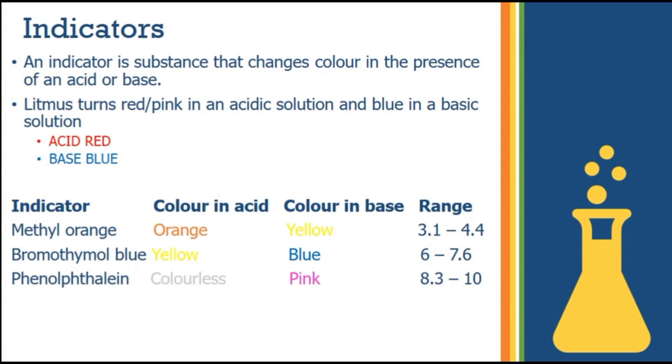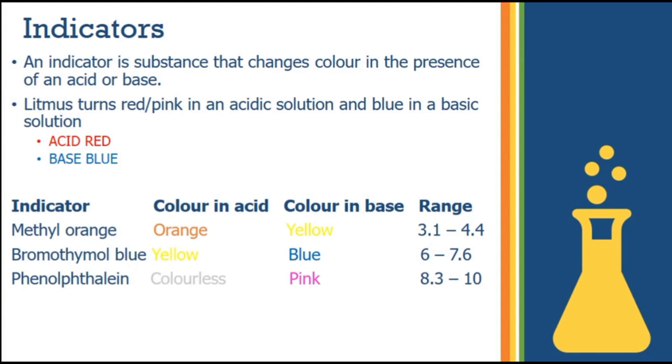Now, what we need to do in our minds is have two columns, acid and base. Got that? Acid and base. Have you got those three indicators? Methyl orange, bromothymol blue, phenolphthalein. Now, remember these colors. Orange, yellow, yellow, blue, colorless, pink. Have you got the rhyme? Let's say it again. Orange, yellow, yellow, blue, colorless, pink. What do we mean by that? Well, now let's look at the outlay.